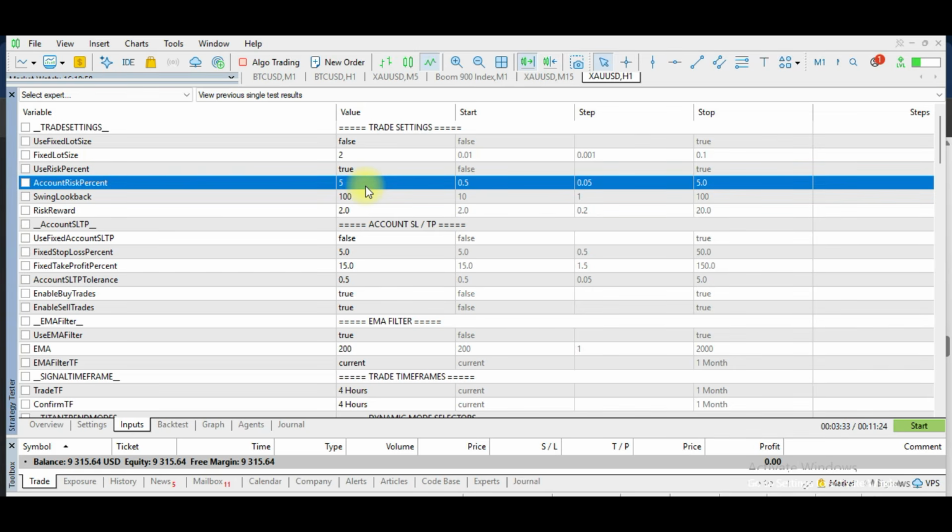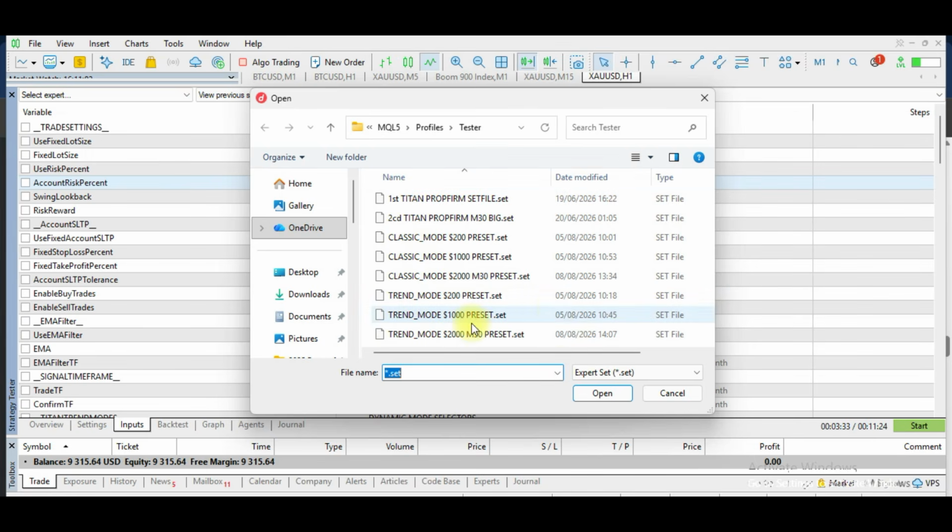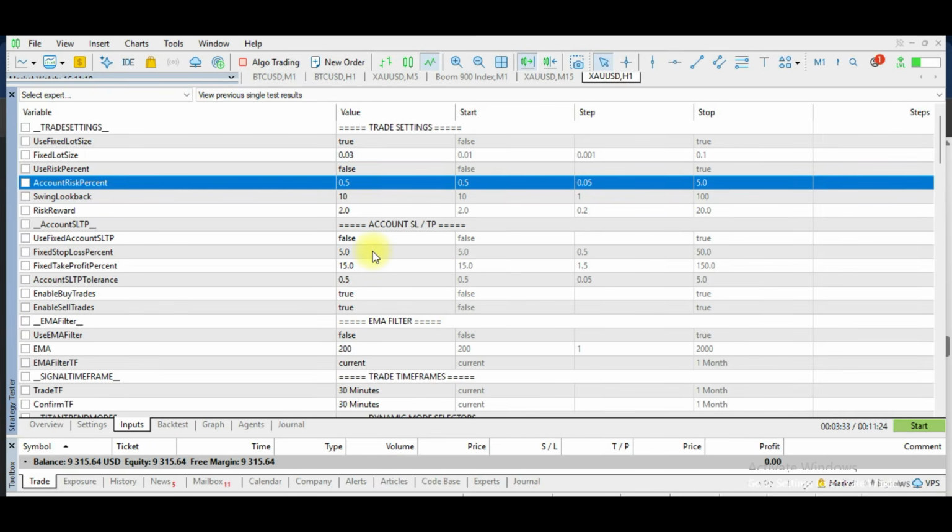So I have already adjusted them. So let's load a file here right now. Let me just put one of the files. I'm not trying to make profit here. Please, I am not here to make profit, but I'm here to show you how some of these things operate now. All right.